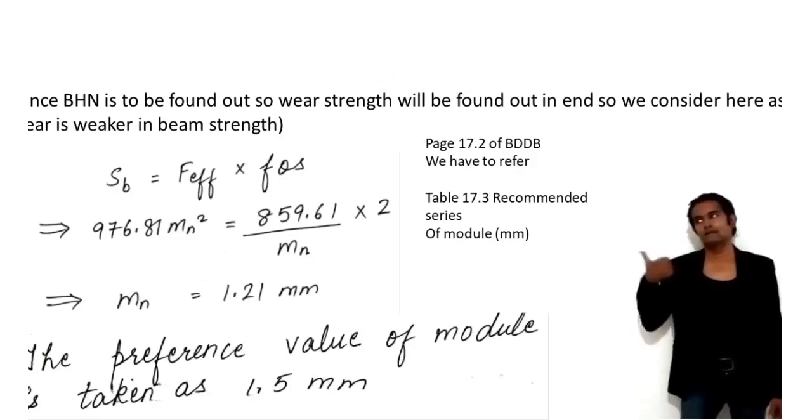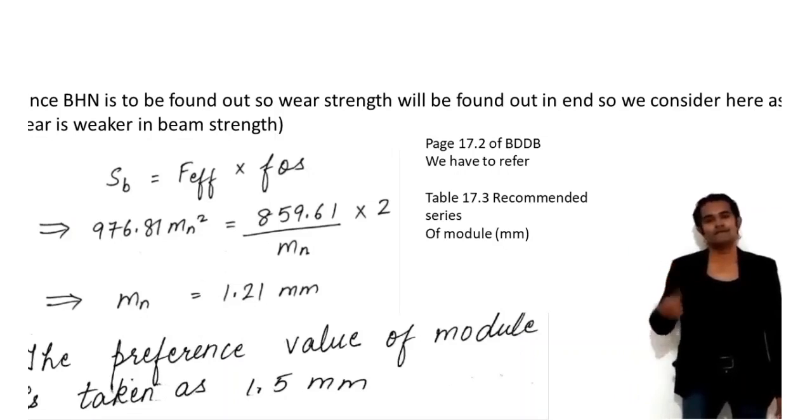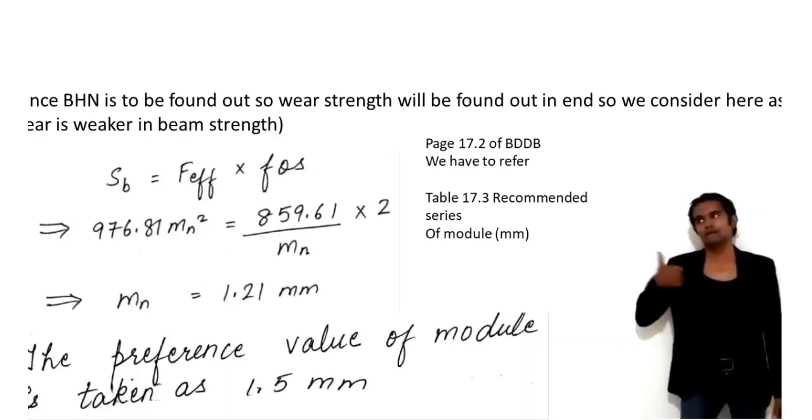Now I am going to use the beam strength FSB or FB as F effective into FOS. We have already found out the value of beam strength as 976.81 Mn square. F effective we have found out as 859.61 upon Mn, and FOS is given as 2. So I am going to get the value as 1.21 mm. Now some recommended series of module is given in table 17.3 of the Bhandari Design Data Book. So I cannot select normal module as 1.21. So I am going to assume from the table a higher proper value as 1.5.